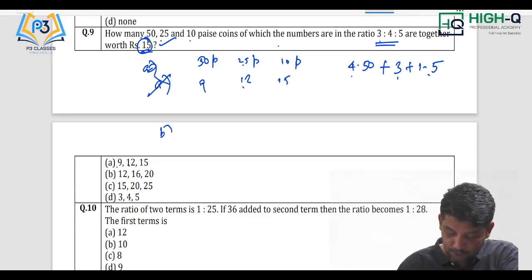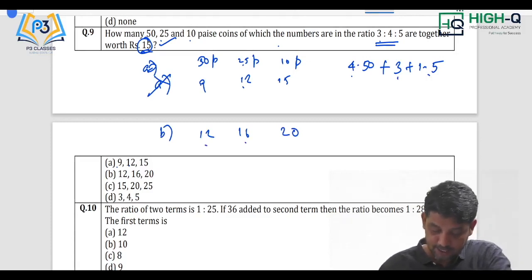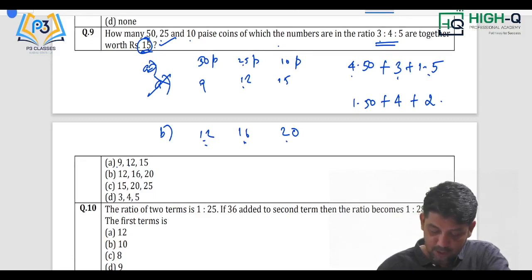Go for option B. 12, 16, 20. Yes sir, 3 is to 4 is to 5, satisfying sir. Next, 3 into 50 paise, 1 rupee 50 paise, plus 16 into 25 paise, which is nothing but 4 rupees. 20 into 10 paise, which is nothing but 2 rupees. Is that right, my dear? Even this we are not getting 15. So leave it. Not possible.